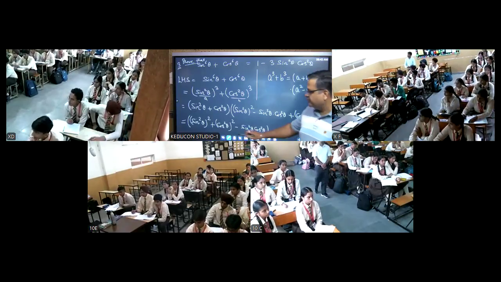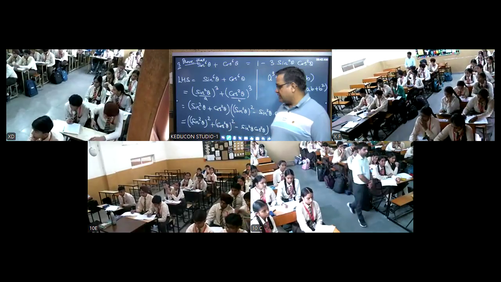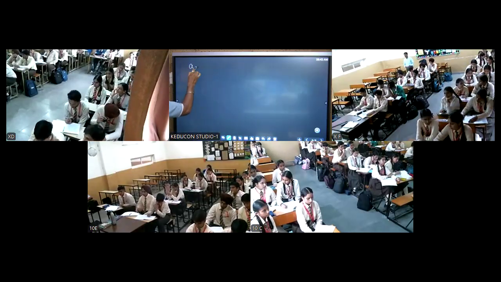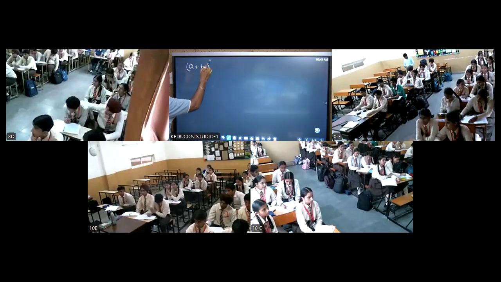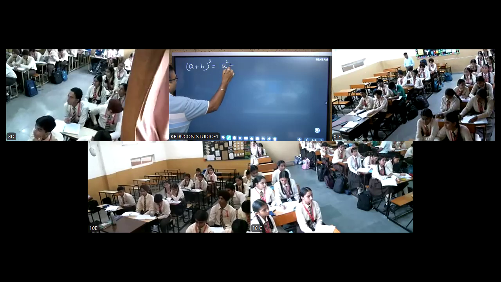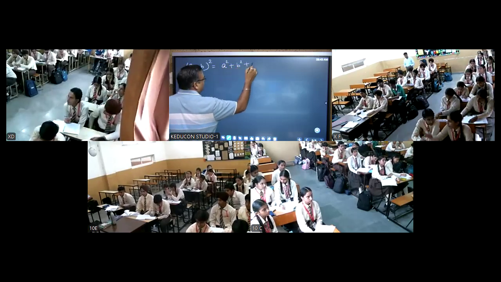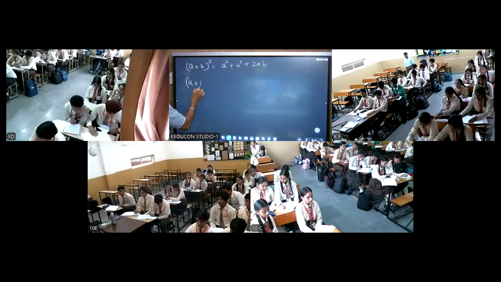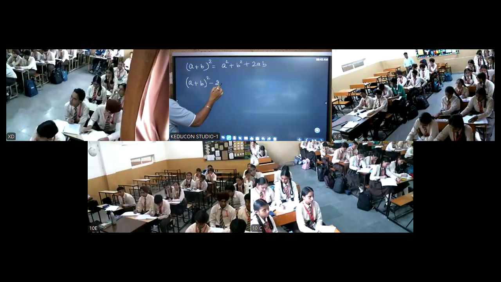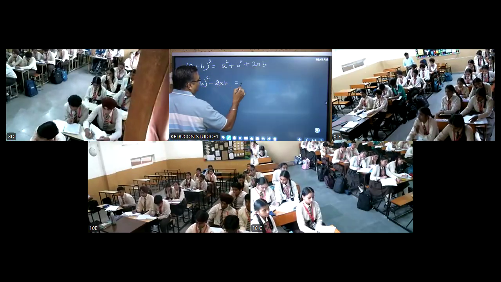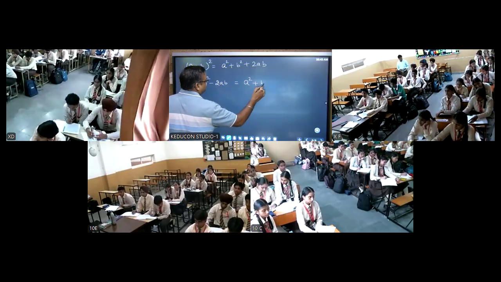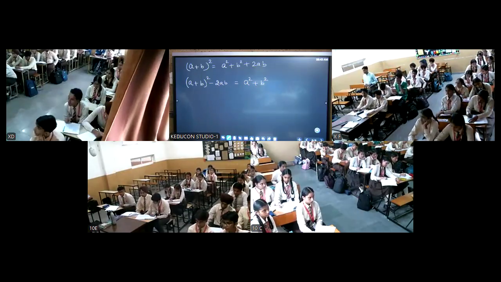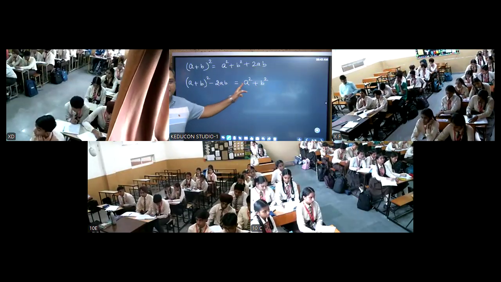Now what we'll do? Here we have a square plus b square. Now, what is the identity of a plus b whole square? a square plus b square plus 2ab. Now, if I take minus 2ab on the left side, so what we are left with? a square plus b square. Is this clear?